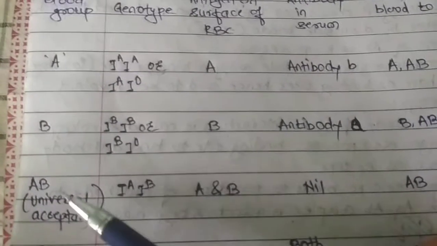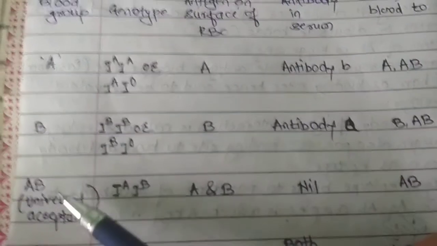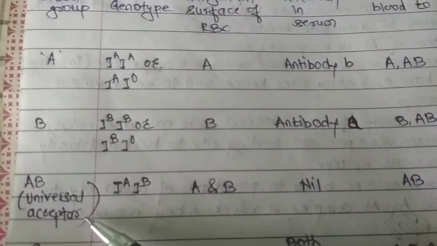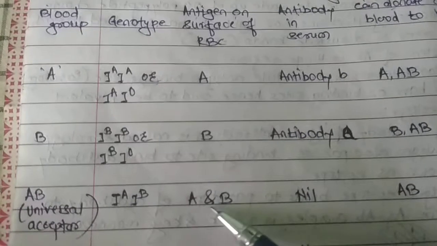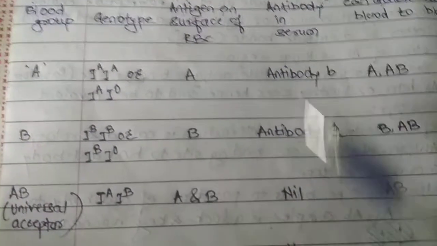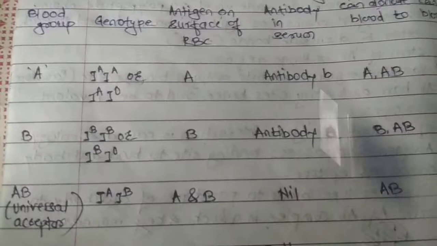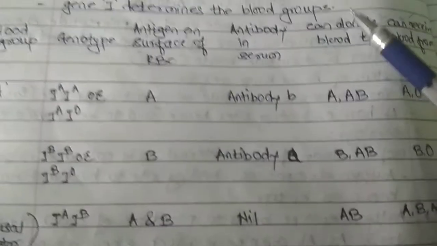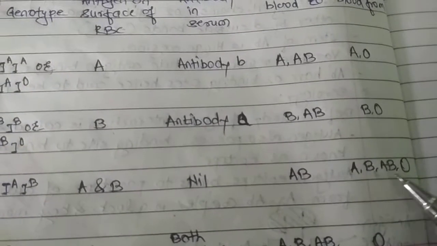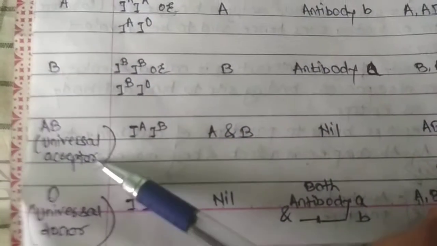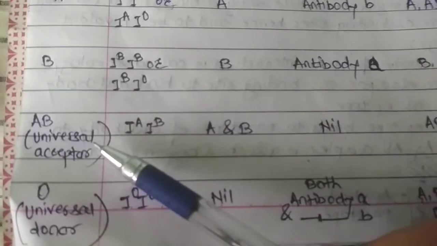The next blood group was discovered by Decastello and Sturli, that is AB. This is called the universal acceptor. The genotype is IA IB, and the antigens on the surface of RBC are capital A and capital B. The antibody in serum is nil. This is very important: the antibody in serum is nil. It can donate blood to AB and can receive blood from A, B, AB and O. So it can receive blood from any of these 4 blood groups. So AB is known as the universal acceptor. That's what is called the universal acceptor. It's very important from the NEET CET point of view.